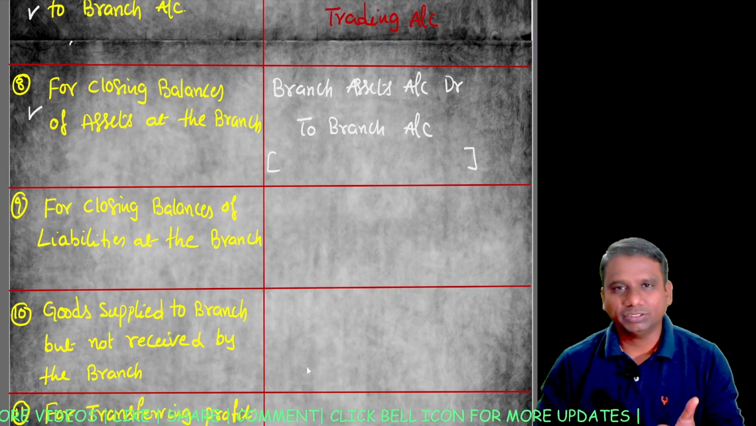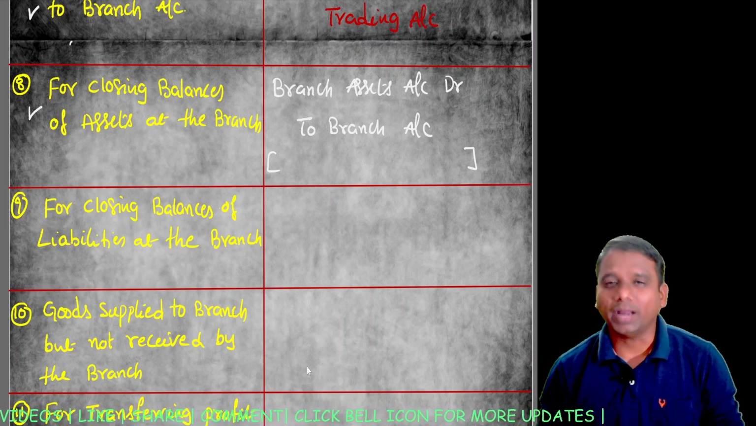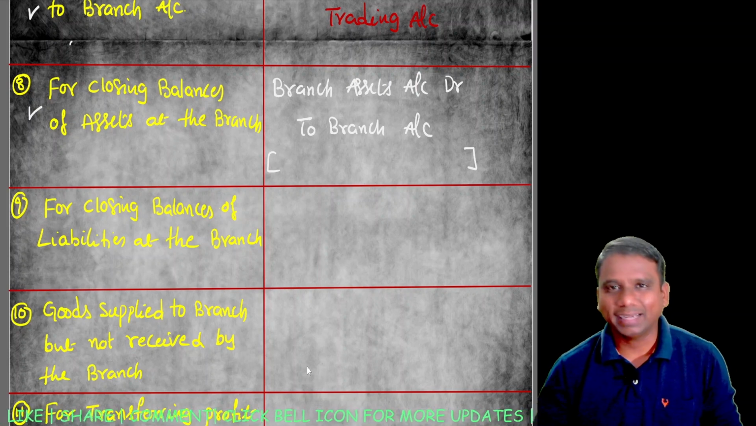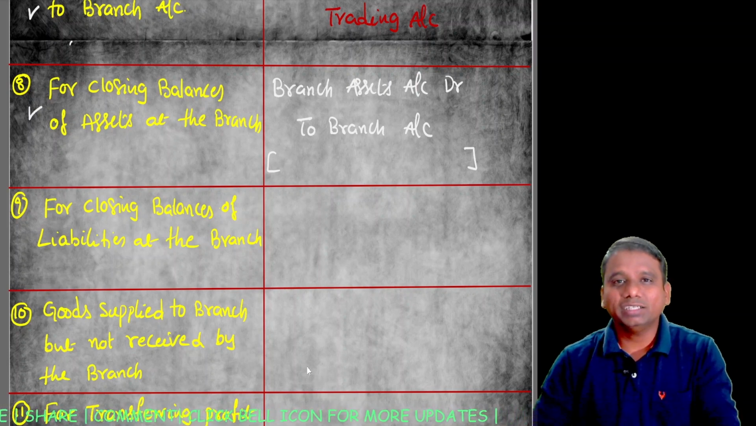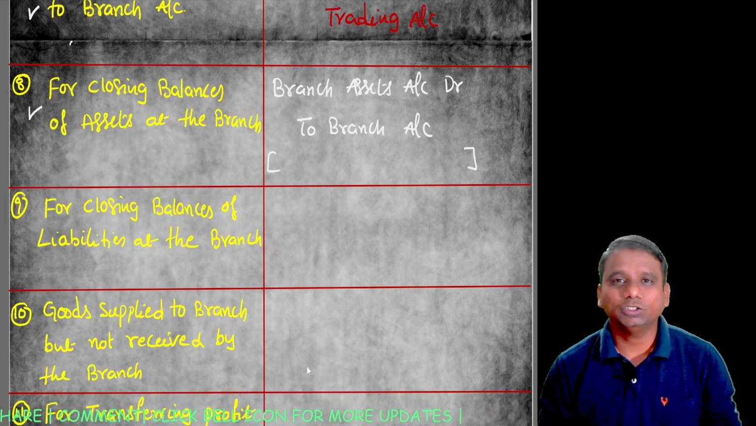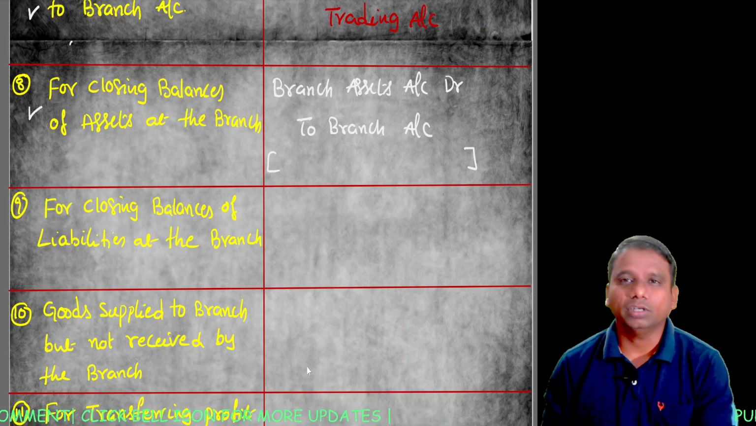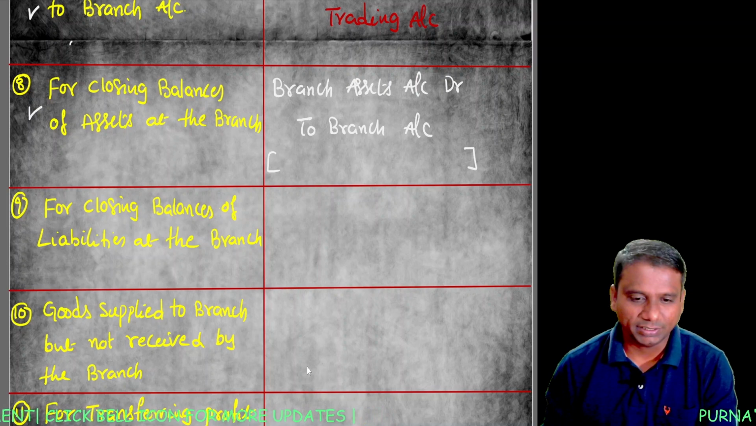First asset purchased, next asset sent to branch. Asset purchase, debit; asset sent to branch, credit. Now at the end of the year, we are bringing those assets into our books. Right. So this is the entry we record for closing balances of assets.